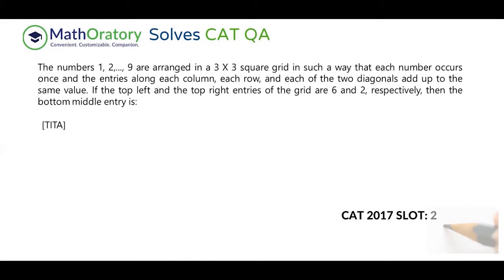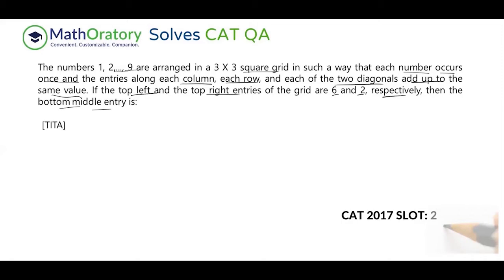So for example, in this particular question, you have a 3x3 square grid in such a way that each number occurs once. So each number is from 1 to 9, and the entries along each column, each row, and each of the two diagonals add up to the same value. That is essentially the definition of a magic square. Now, if the top left and top right corner entries are 6 and 2 respectively, then the bottom middle entry is how much? So that is the question.